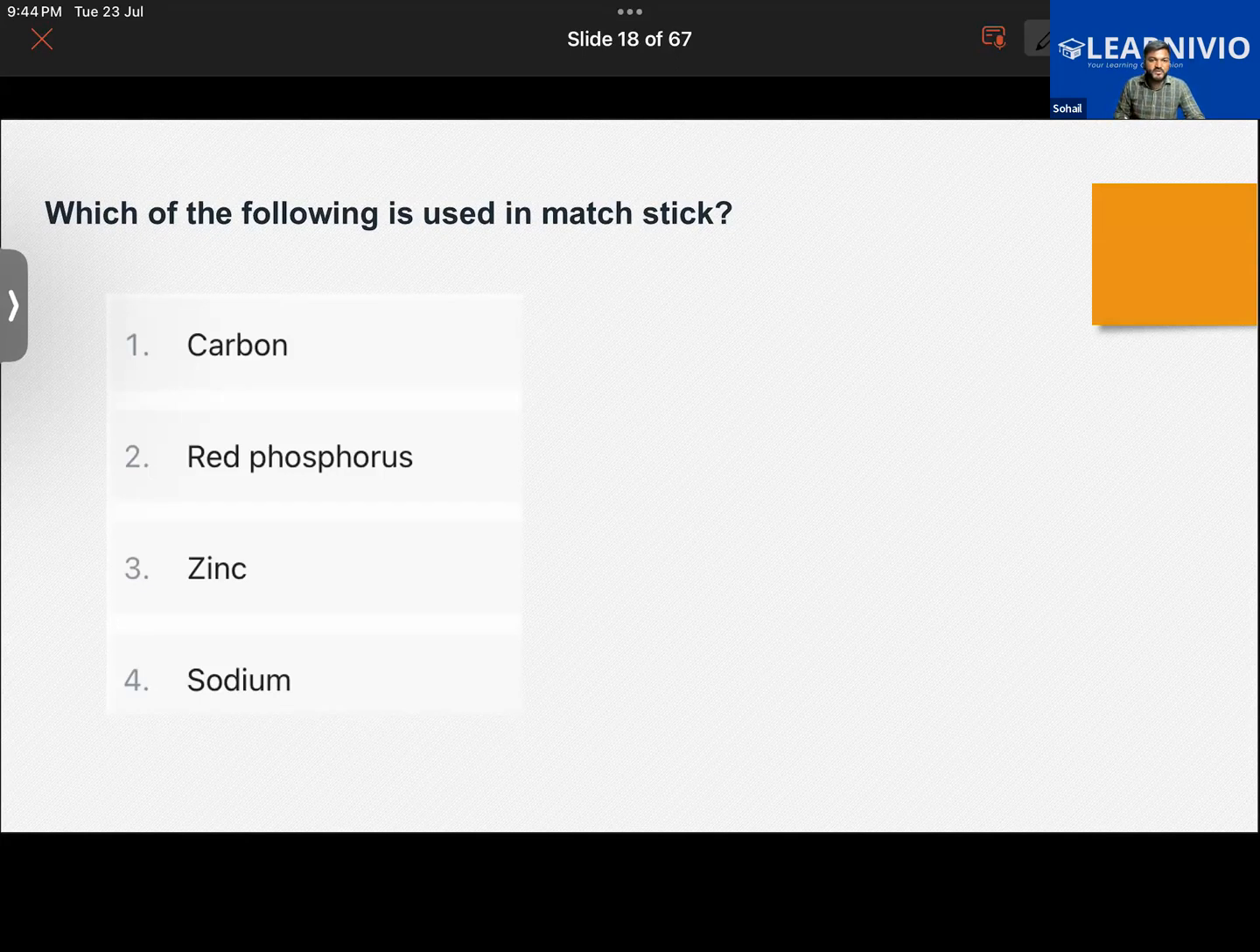Which of the following is used in a matchstick? Waited this question, Aisha. You guys also answer this in the class only. Yeah, Ibrahim, what is the answer to this question? Vigyan and Aisha, you two can answer. Carbon. Red phosphorus, not red carbon, the red phosphorus. Red phosphorus, very good.